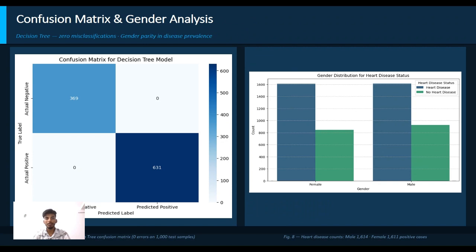In my confusion matrix analysis, the confusion matrix of the decision tree shows zero error, meaning it correctly classified all test cases. This indicates excellent model performance, but it also suggests a possibility of overfitting, which needs further validation.